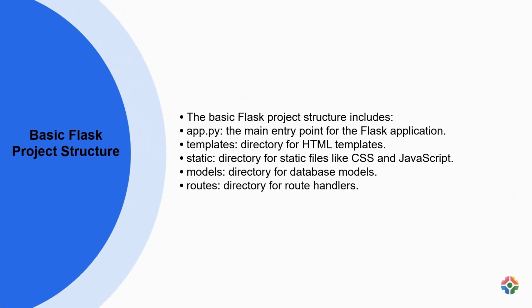A Flask project consists of various components organized in a structured manner. The main entry point is the app.py file. The templates directory holds HTML templates, while the static directory stores CSS and JavaScript files. Models directory includes database models, and the routes directory contains route handlers. For instance, an app.py file can define routes to display the content from templates using the models for database interactions. Organizing files in this manner helps manage and maintain a Flask project efficiently.